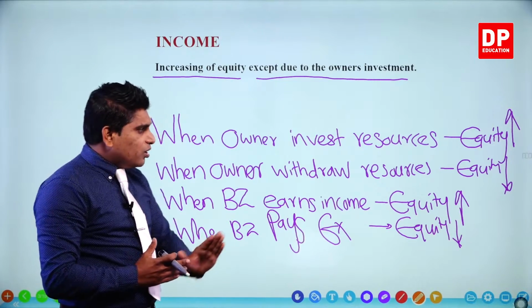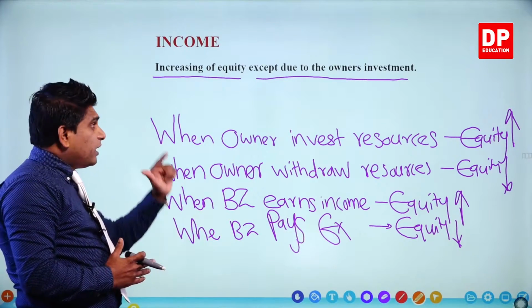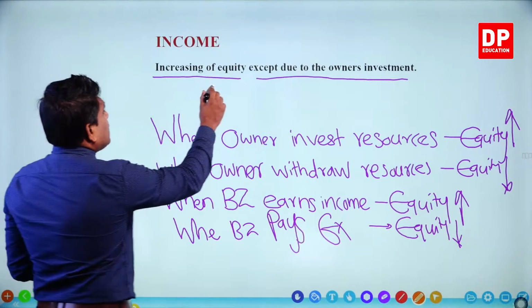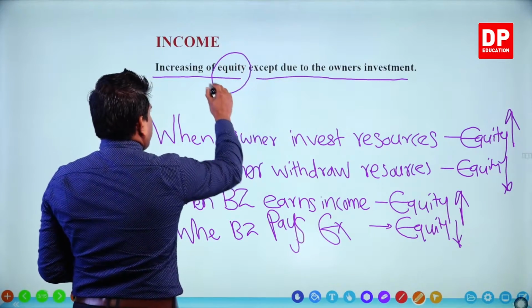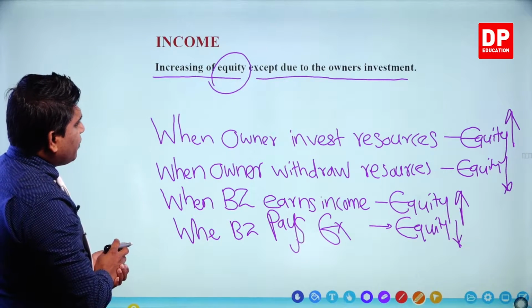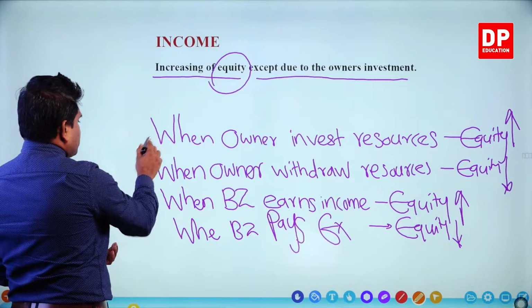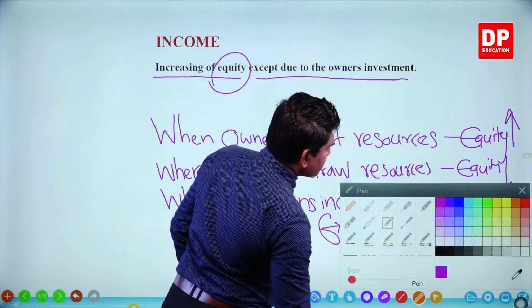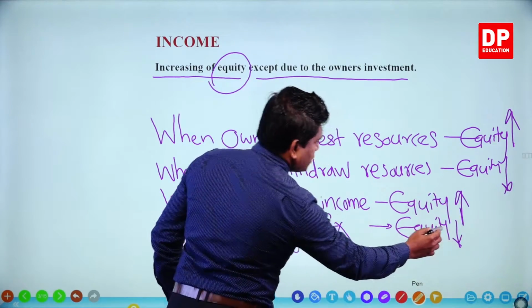Now you remember all this. Then I move to the income definition. Increase in equity. You know there are 2 points to increase equity. What are they? When the owner invests resources into the business, equity increases, right? I use another color, then it's easy for you.